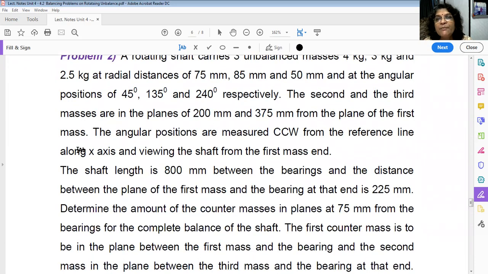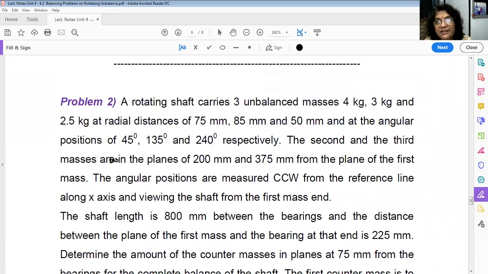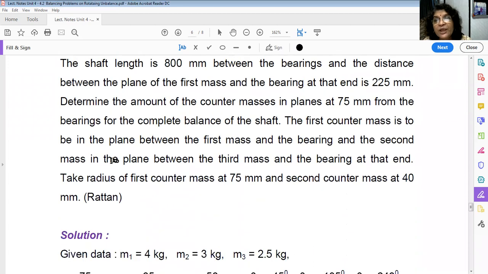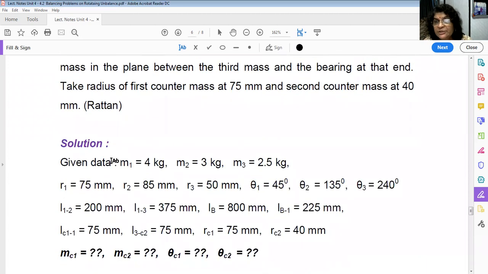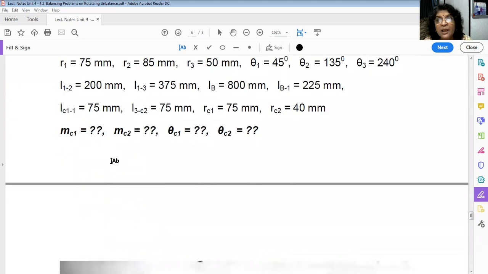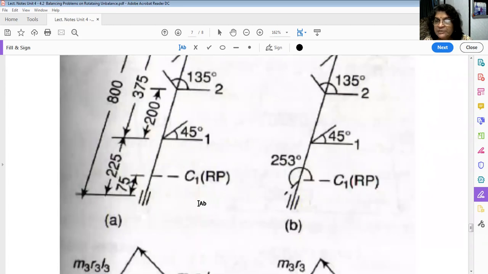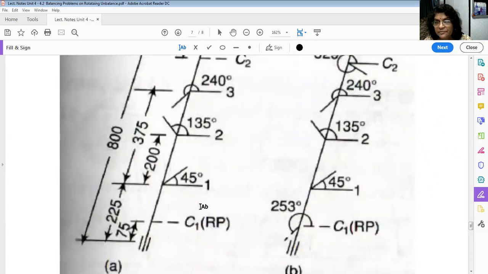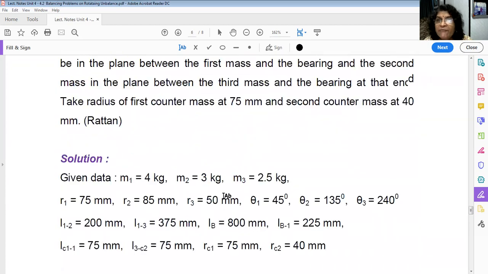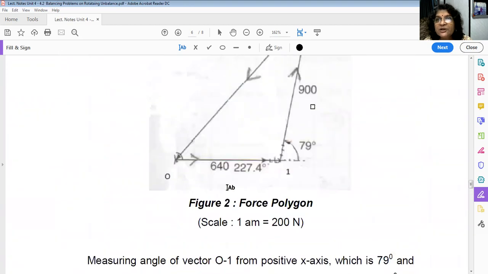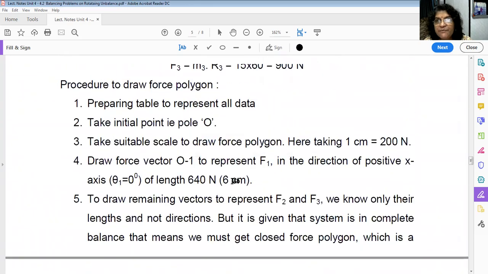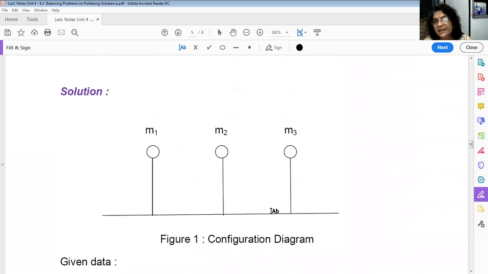Now, problem number 2. See, the statement is very lengthy. Sometimes they don't give the diagram, so we have to draw the diagram. Now here the diagram is not given, we have to draw it. Actually, in 99% of cases the diagram will be given to you. This problem is from Ratan. Actually, in every problem you have to draw the configuration diagram like this. This is a very simple way to draw this diagram. I have not drawn this, but when you solve this problem in your notebook, for every problem you have to draw a diagram like this.